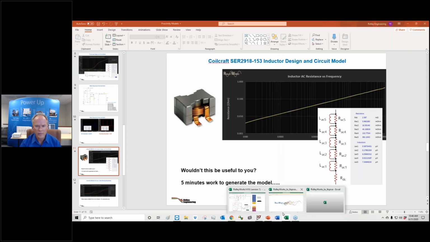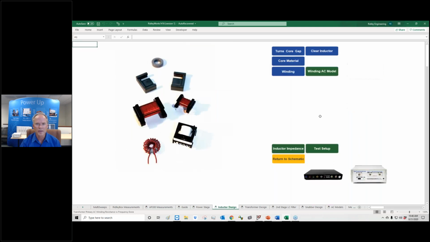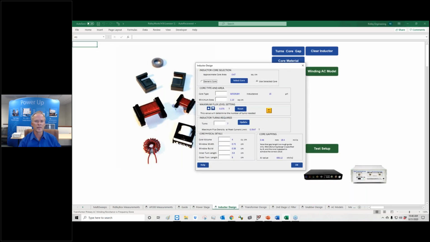So let's go look at the inductor and go back in our software again. Let's go to the inductor design. And this is a 15 microhenry inductor. Here it is, by the way, on our board. Hope you can see that. I can't see my own image here, so let's see. Here's a 15 microhenry inductor in this, I think it's a 400 watt or an 800 watt buck boost converter.